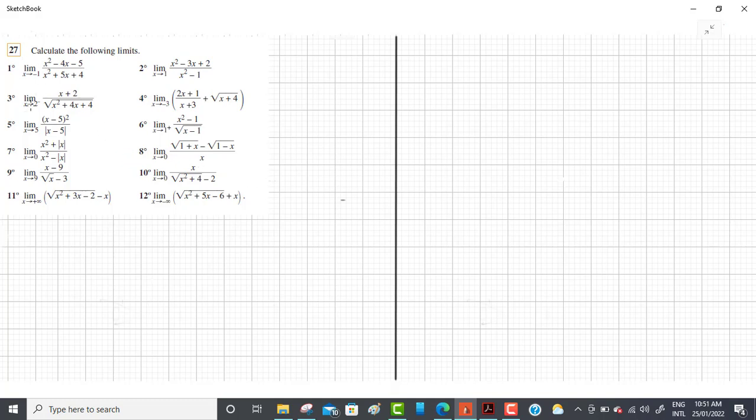We are going to solve this exercise, which is number 27 in the book. Excluded number part 7. I wouldn't like to solve this part.